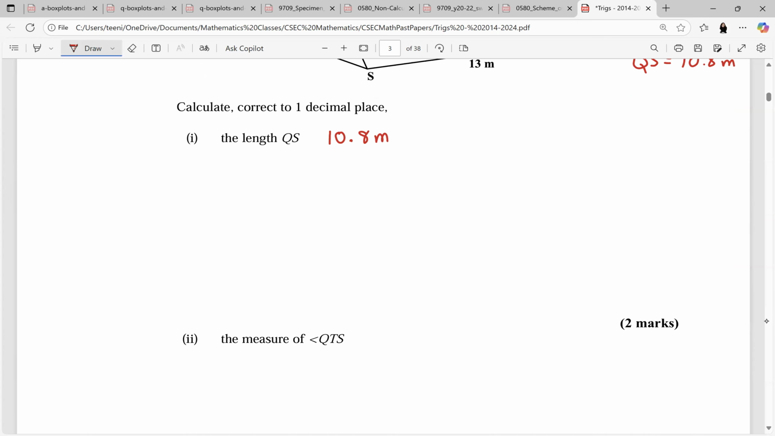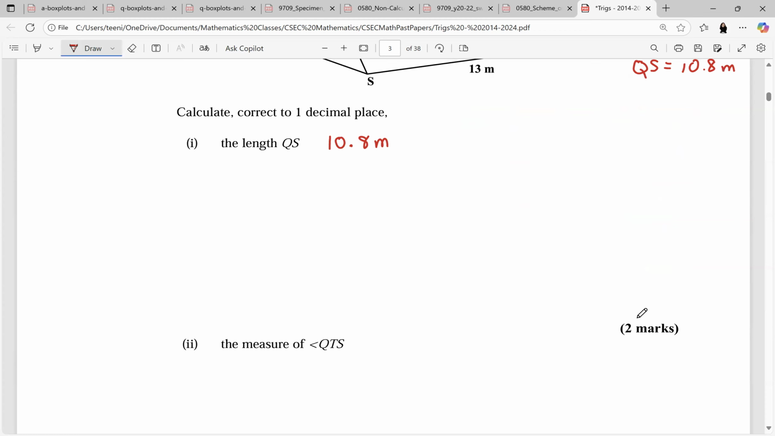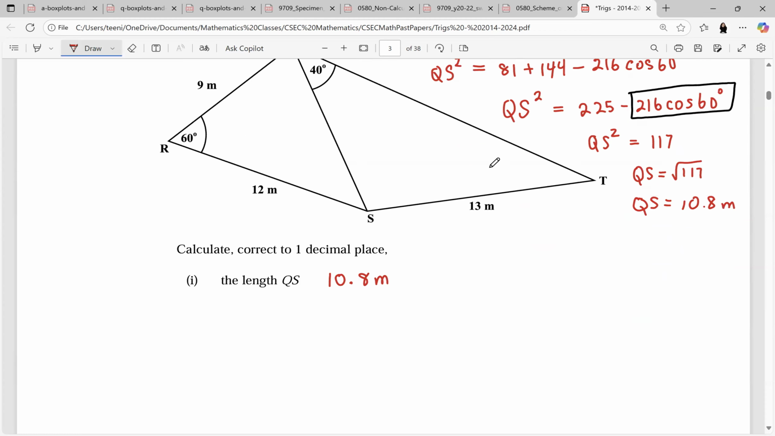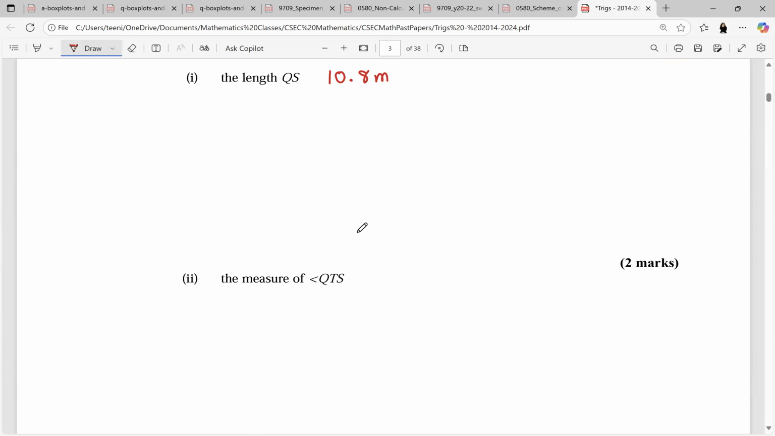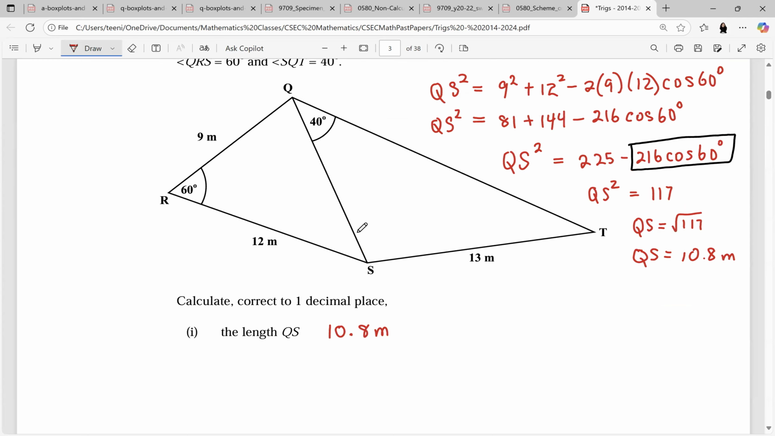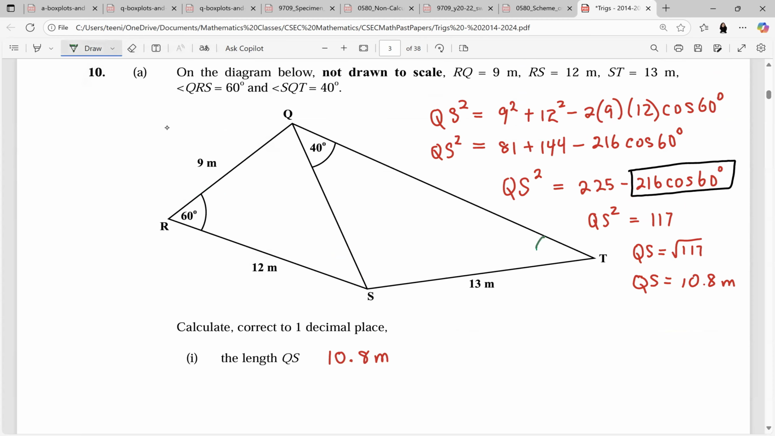Okay, let's look at the second part. I was really supposed to write this solution in this area here, but I wanted us to be able to see the diagram. The next one is the measure of angle QTS. So let's see where that angle is. I could do this one. Of course, let's do it together. QTS is this angle over here.